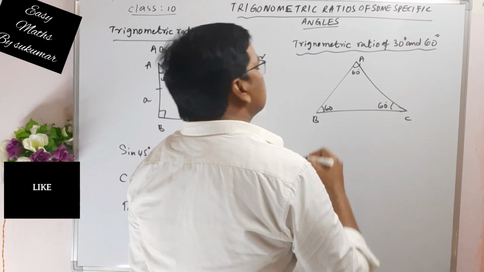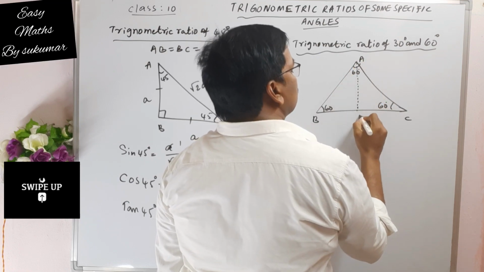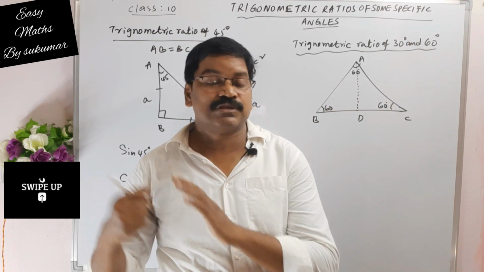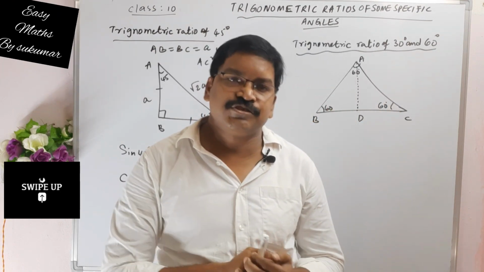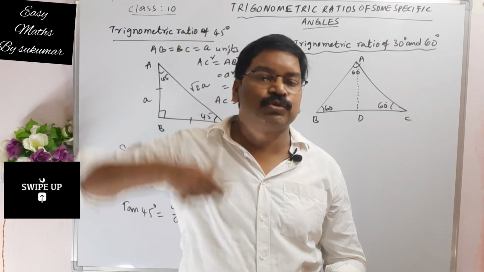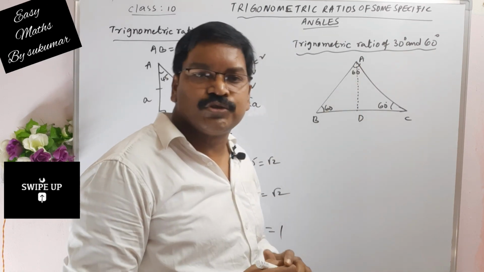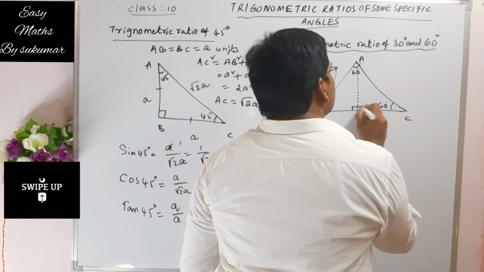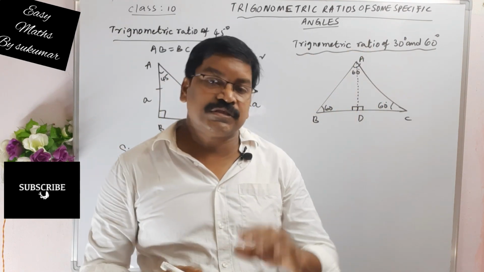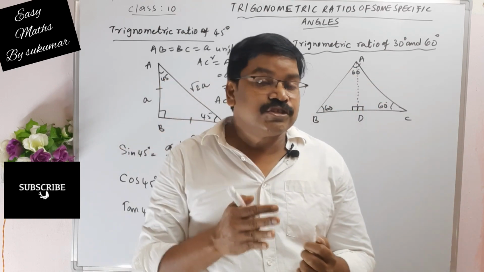So my dear students, here let us draw an altitude. I have already explained about altitude in the previous chapter. What is an altitude? An altitude is perpendicular to the base and also passes through the opposite vertex. So just draw an altitude AD, which is perpendicular to the base and also passing through the opposite vertex.